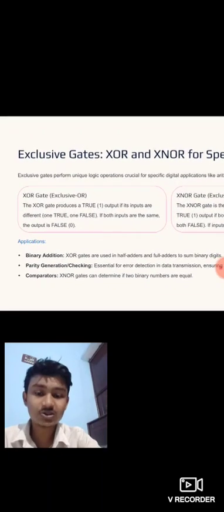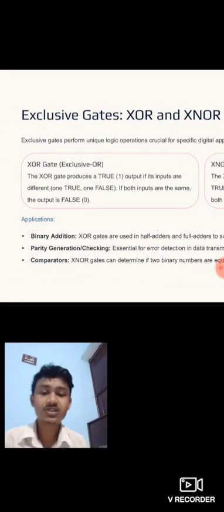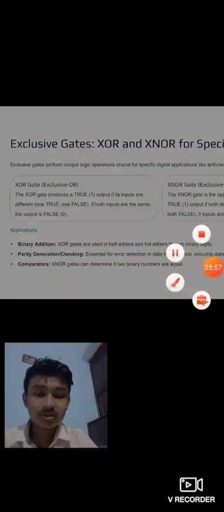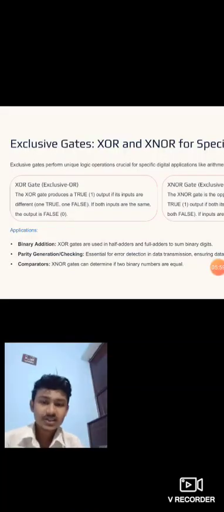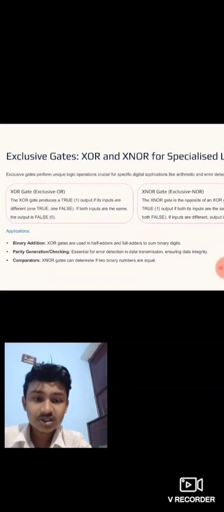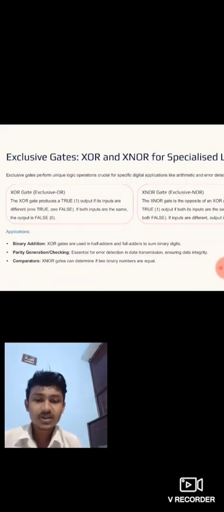Now let's see its applications. Binary addition: XOR gates are used in the half adder and full adder to sum binary digits. Parity generating and checking, essential for error detection in data transmission, ensuring data integrity. Comparator: the XNOR gate can determine if the binary numbers are equal.